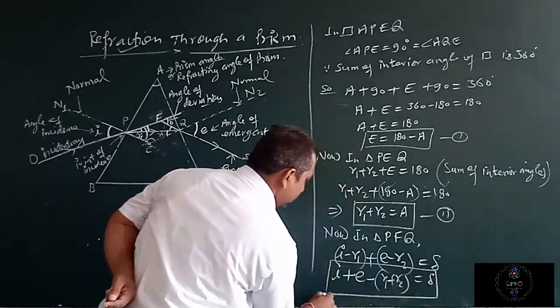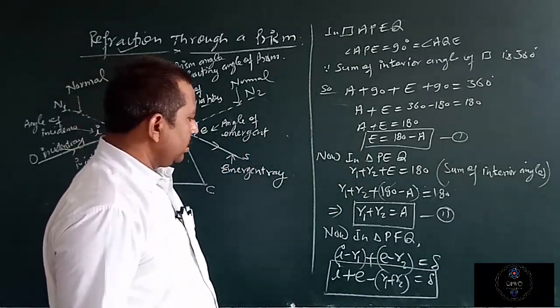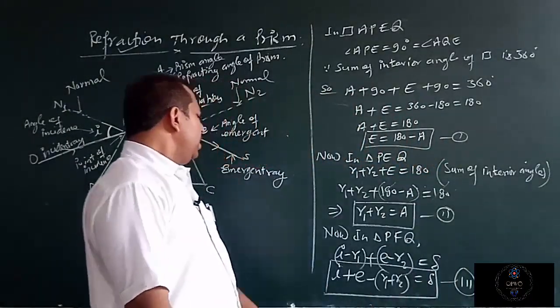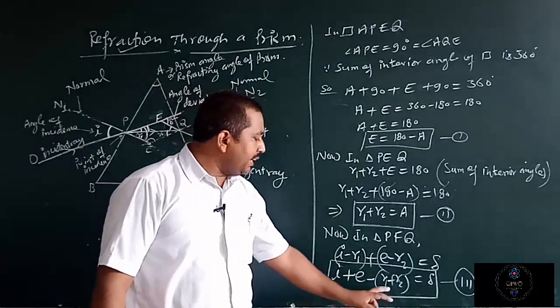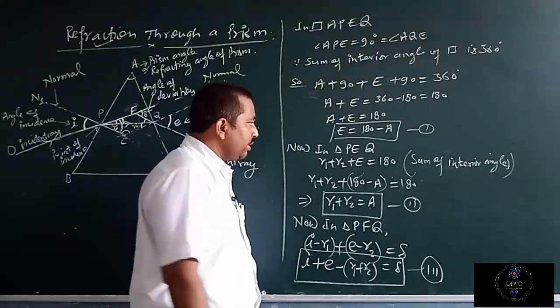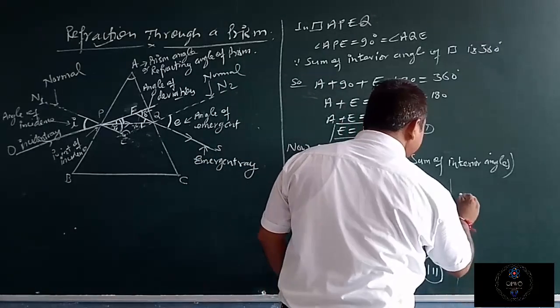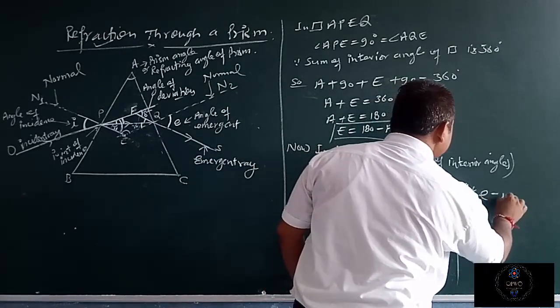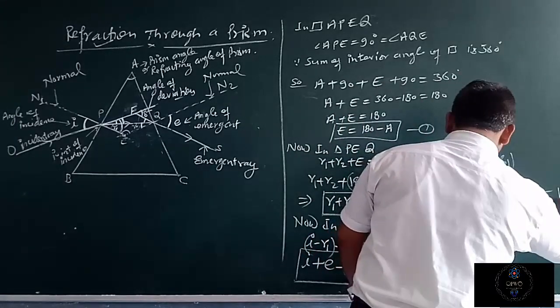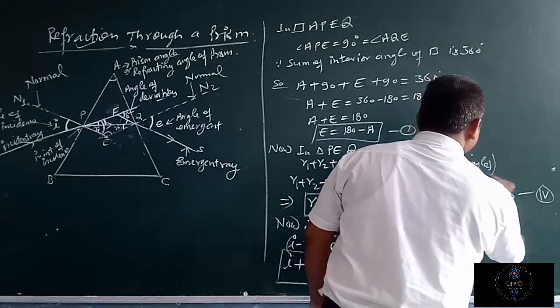If we write it as equation number 3, then we can also write the value of R1 plus R2 as A here. Then we get I plus E minus A equal to delta. Equation number 4.